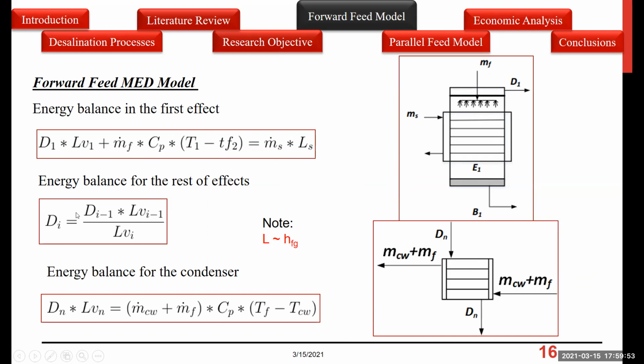Then the energy balance for the rest of the effects is going to be that DI HFGI, or LVI, is equal to DI minus 1 into HFGI minus 1. And this remains for the rest of the effects. The energy balance for the condenser, on the other hand, is receiving the vapor which is leaving the last effect, multiplied by its latent heat of condensation, and it is going to preheat the feed, which is m dot cooling water plus m dot feed, from T cooling water to TF. So m dot Cp delta T.